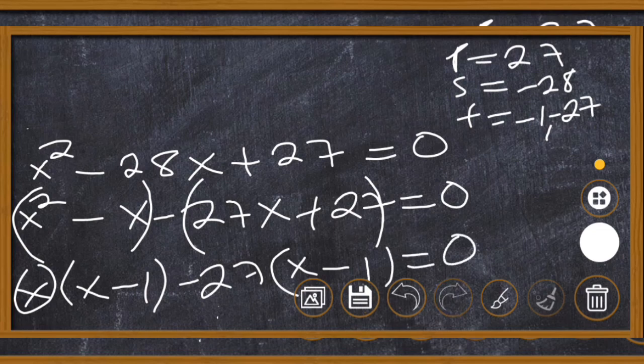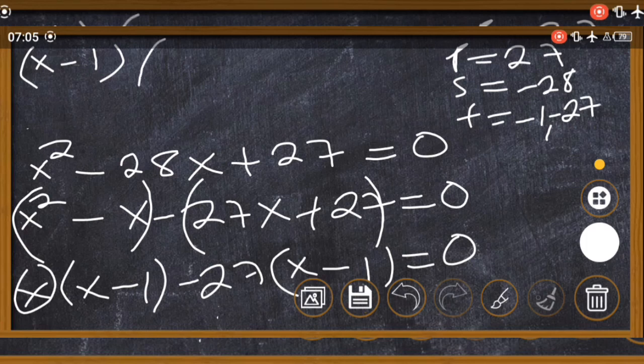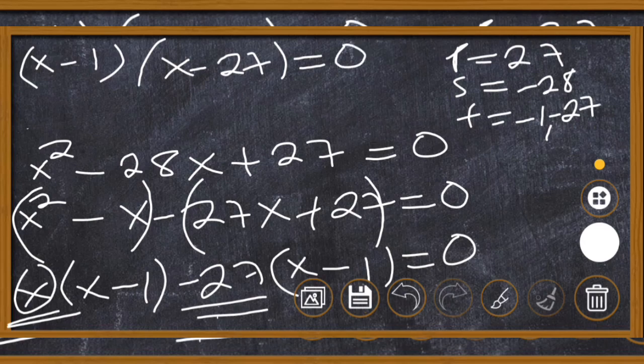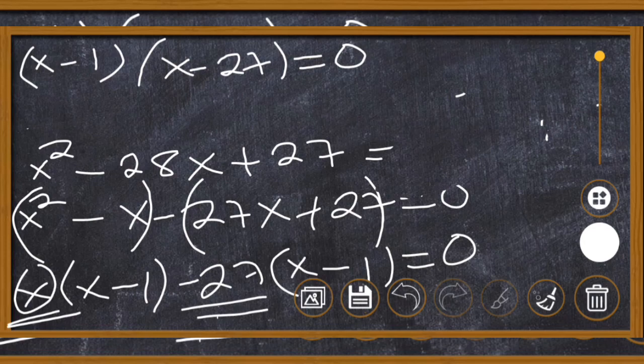So let me just write on top here. Here we know that this and this are common terms because they are the same. So we're just going to write only one term here, that is x minus 1. And then we write the values that are outside the brackets, that is x and negative 27. So it's x minus 27. All of these terms equals to 0. So let me just wrap the information that we no longer need here.